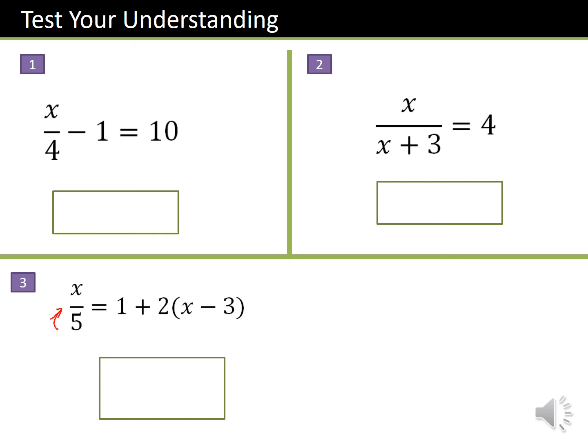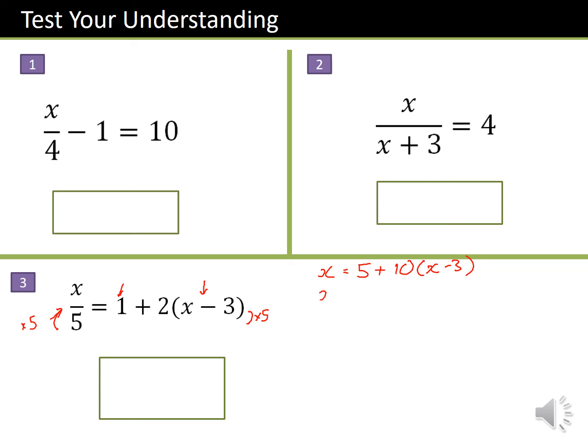So if I times this side by 5, that just gives me x. If I times this side by 5, I'm going to have 1 times 5, which is 5, plus, and then this second thing is 2 lots of (x minus 3). So if I times that by 5, I'll then have 10 lots of (x minus 3). So I've basically just times both parts by 5. So rather than doing it as 5 brackets and then all of this and having to expand it, I've just done it in one step.